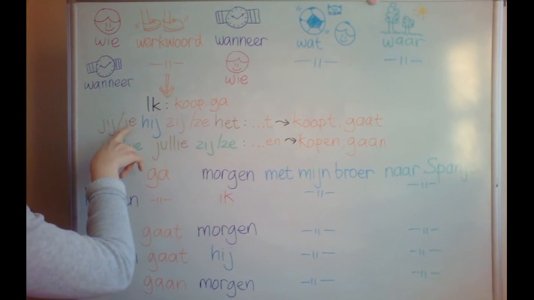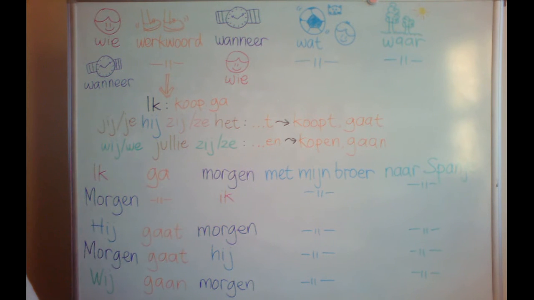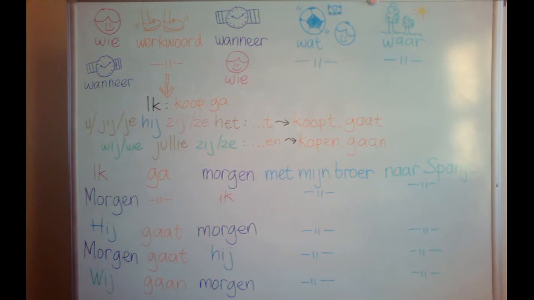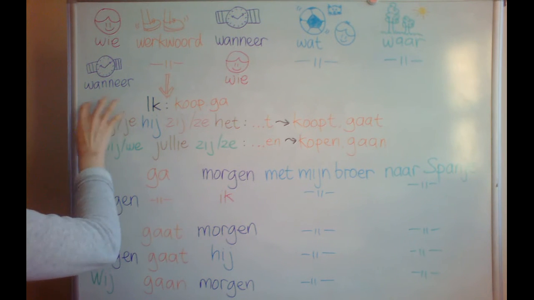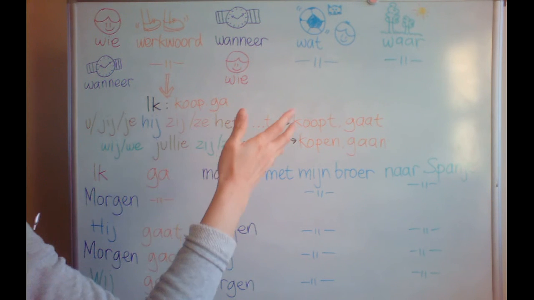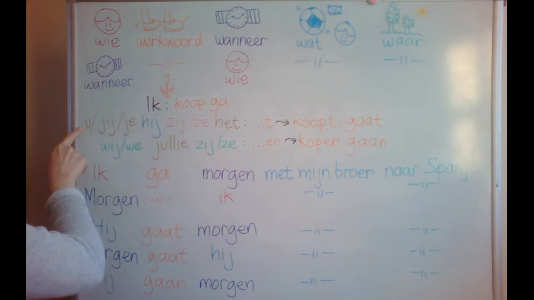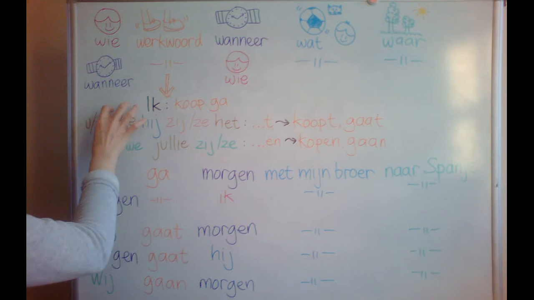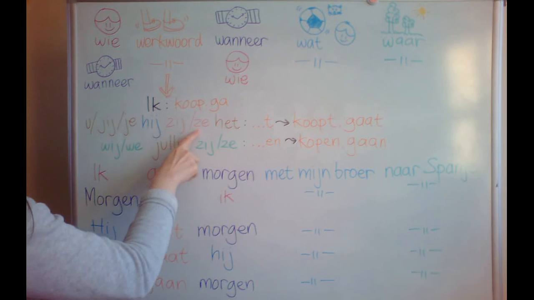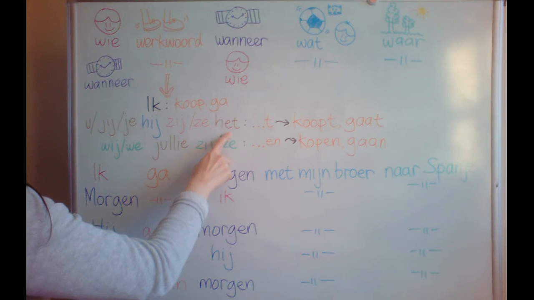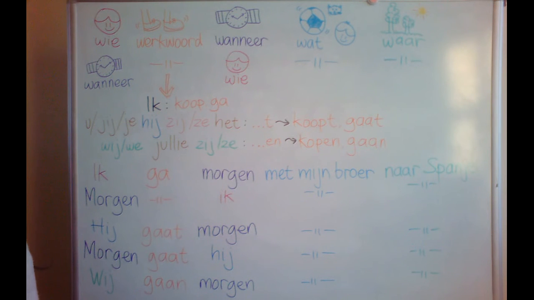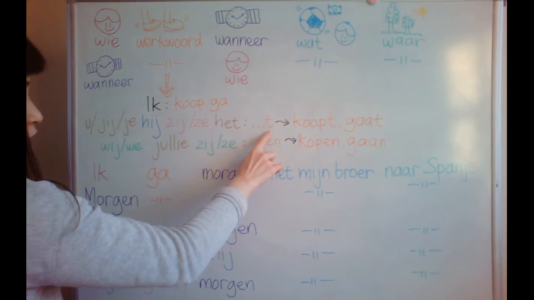Jij or you, it means you, or to politeness sometimes. U, this is similar, this is same, this is you. This u is for politeness, for a person you just met for the first time, or to your senior to show polite respect. U, jij or you, this is you. Hij or he, zij or she, ze, she, het, it. Consists of one, the verb, and then have t at the end.